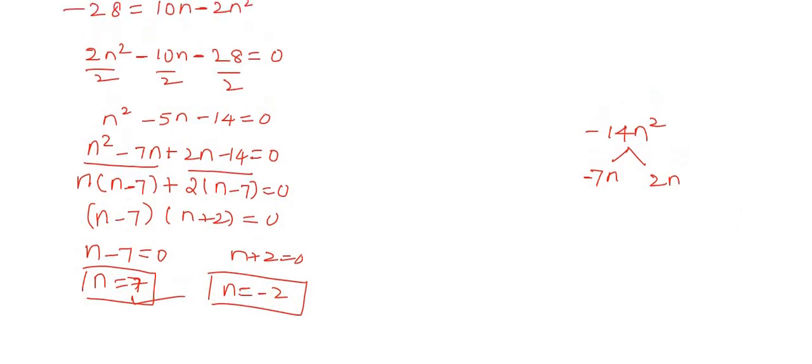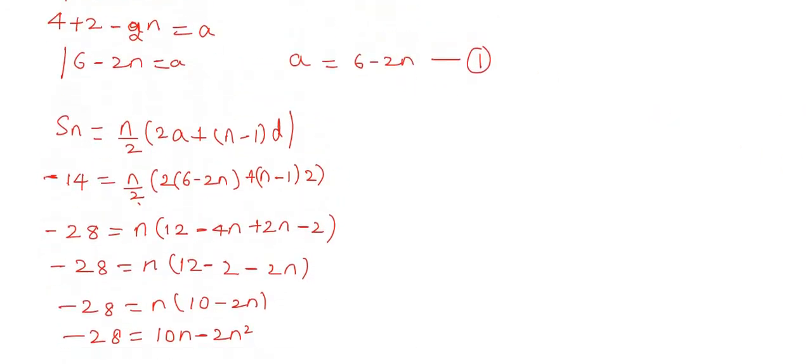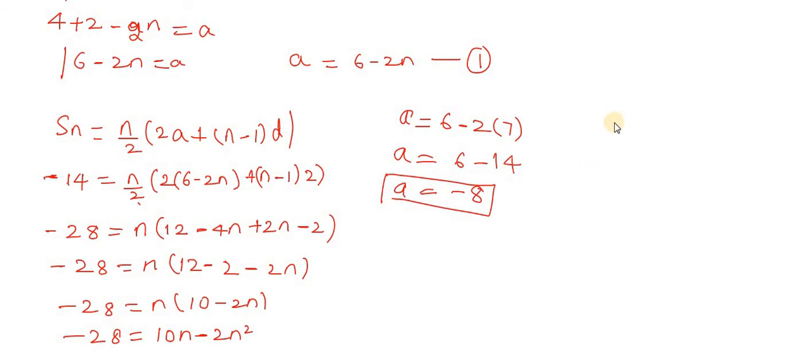Okay, and we need to find a also, right? So you can substitute here. a is equal to 6 minus 2n we have. In the n place you can take it as 7. So a is equal to 6 minus 7 twos are 14, which is 6 minus 14, that is minus 8. So the a value is minus 8, and the n value we got is n is equal to 7.